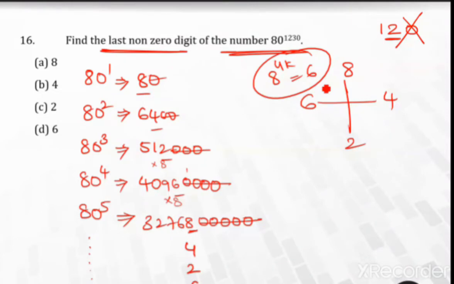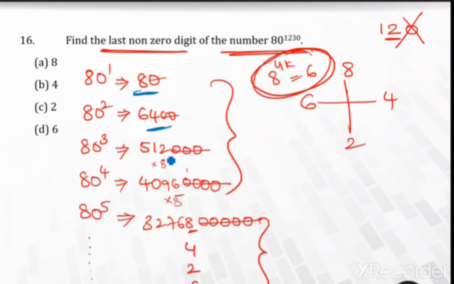Correct. Now can I write 8 power 4k is equal to 6? How many people agree? 8 power 4k is equal to 6. Yes. Now here, can I divide that number by 4? Because every 4 numbers, again the cycle is repeating. Correct. Now 80 power 1230, I have to calculate.